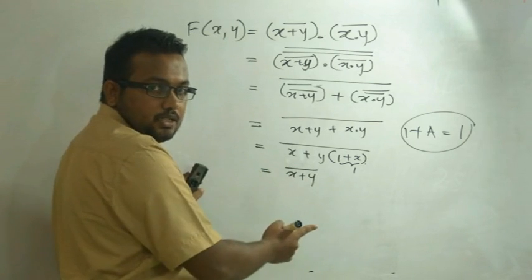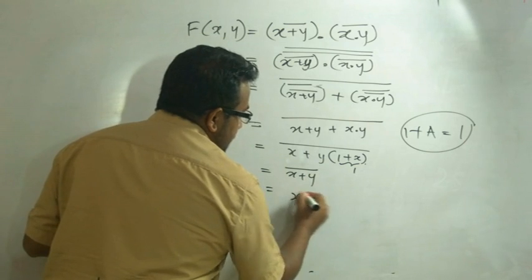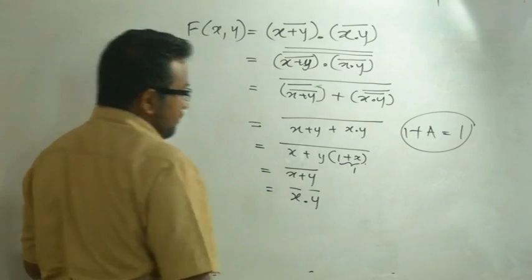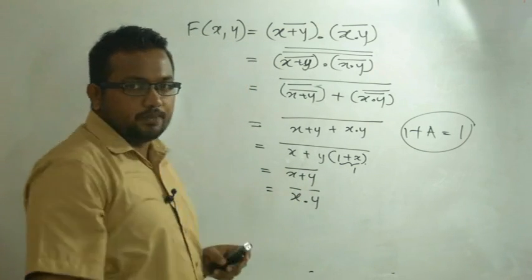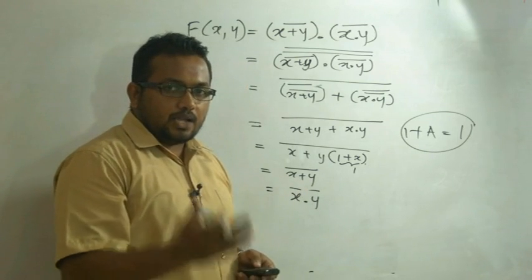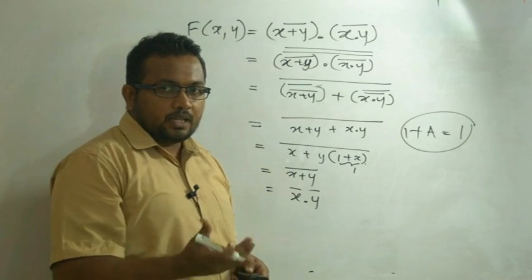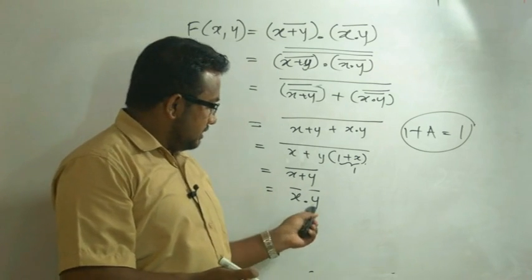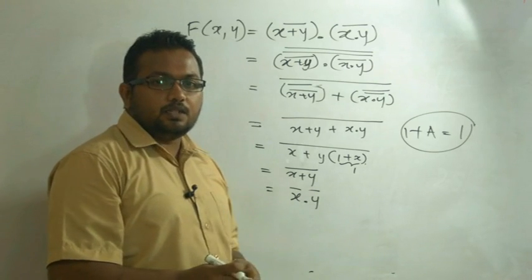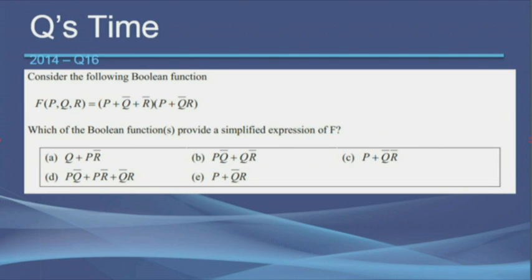Again we can use De Morgan's theorem and we will end up with x dot y with 2 bars. So as you can see in our question, the answer is option E. Okay, this is 2014 question number 16.